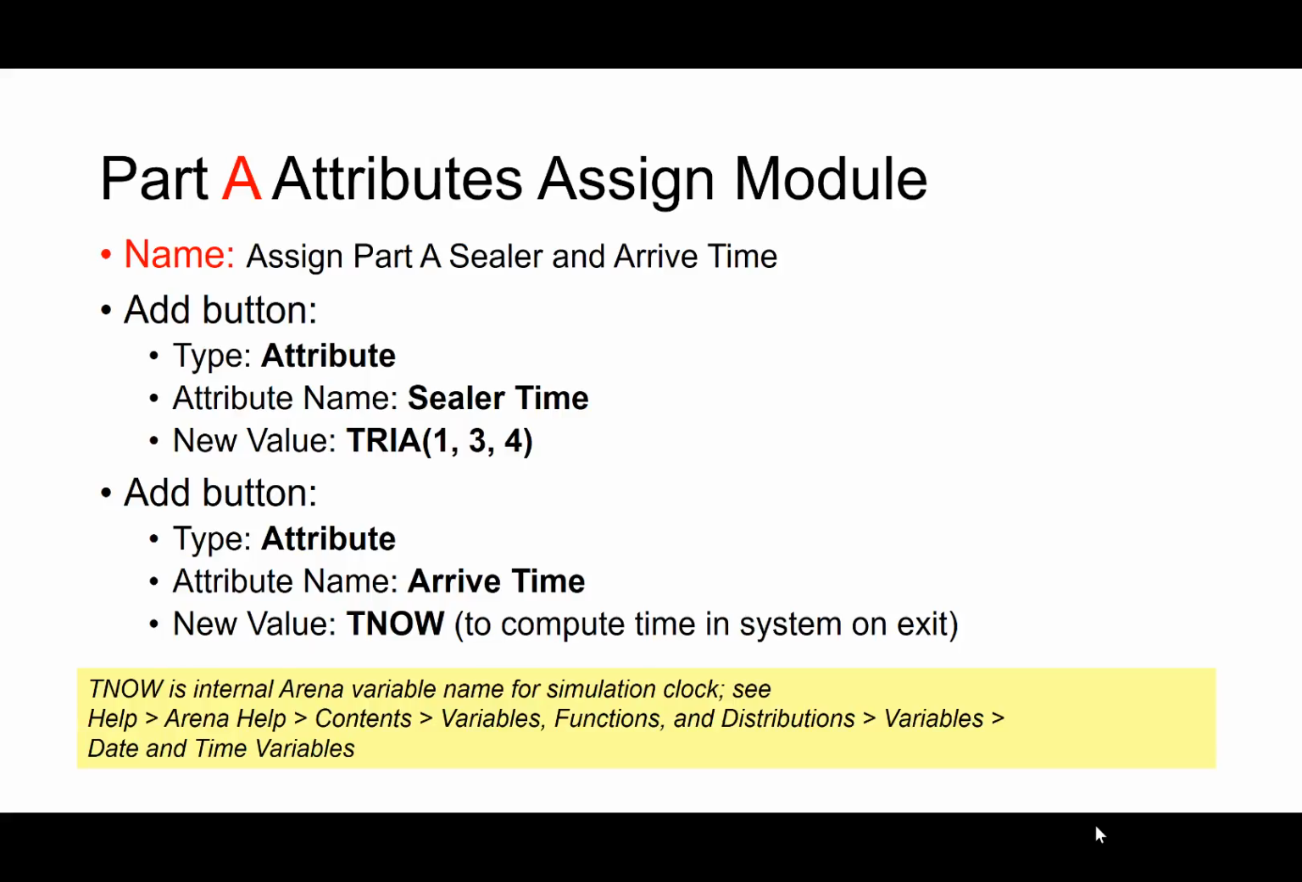The Part A attributes assign module. We need to name it the assigned Part A sealer and arrive time. So we'll do an add button, type of attribute, sealer time, and use the new value for the different types for the triangular distribution. The add button, again, for attribute, arrive time, the time now, which computes the time in the system or on exit.